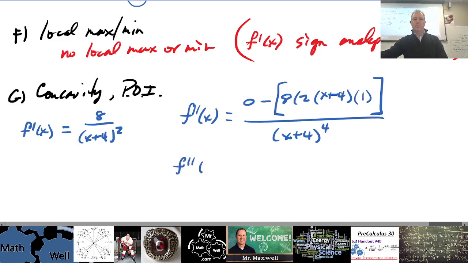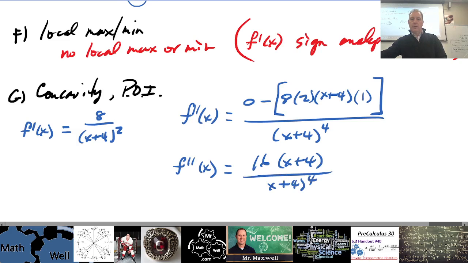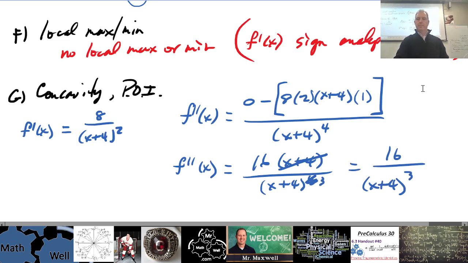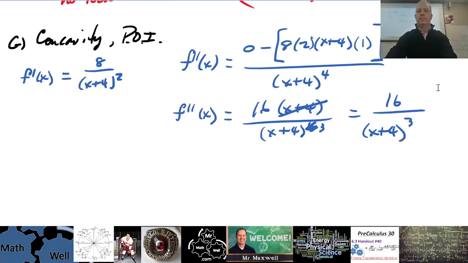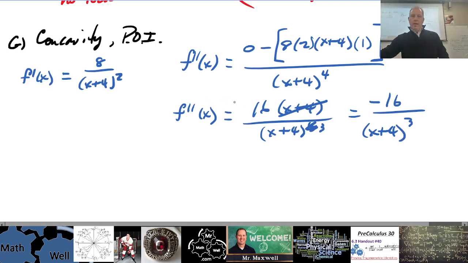Okay, so what do I got here? I got 8 times 2 is 16. So I got 16 times (x plus 4) over (x plus 4) to the 4th. And that simplified, that goes with one of those. And so I have 16 over (x plus 4) cubed. Yeah, don't forget our negative there. You're right about that. Okay, negative.